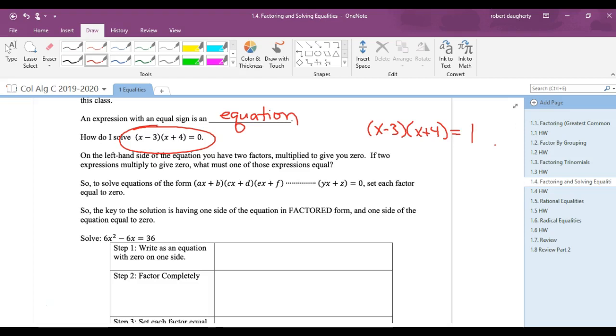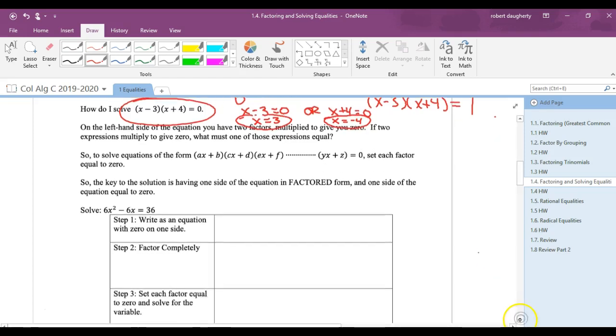So let's look at this. If these two things multiply to give me 0, that means that x minus 3 equals 0, or x plus 4 equals 0, right? If these two things multiply to give me 0, this means that x is equal to what? 3. And this means that x is equal to -4. That's how I get to a solution. So if I can get it to factored form, then it's very easy to get to the solution. So that's why we spend a lot of time factoring.